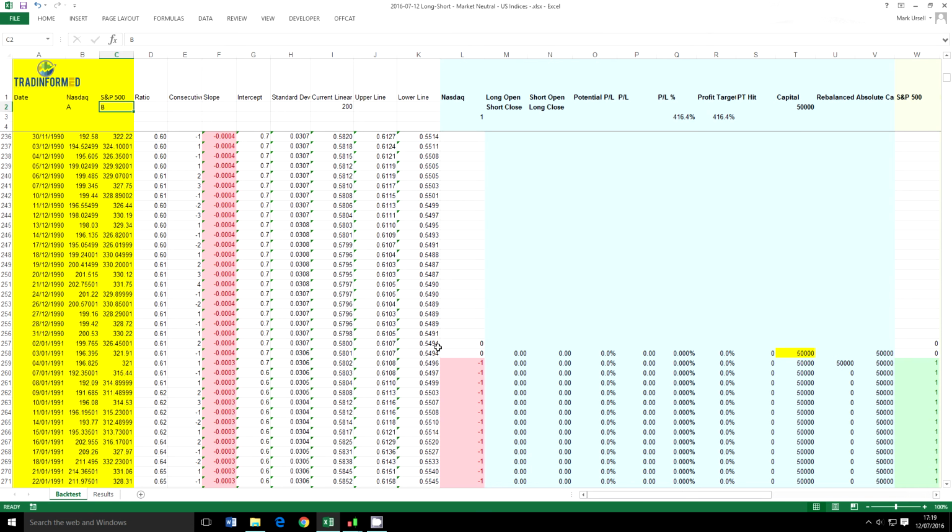So I've identified a simple mechanism to show me which market is performing stronger.